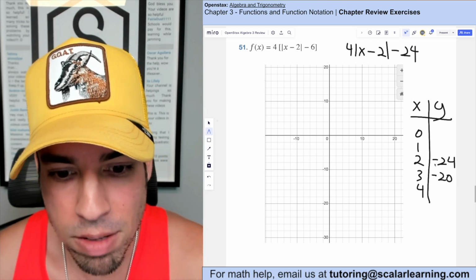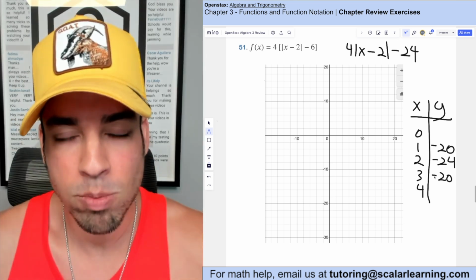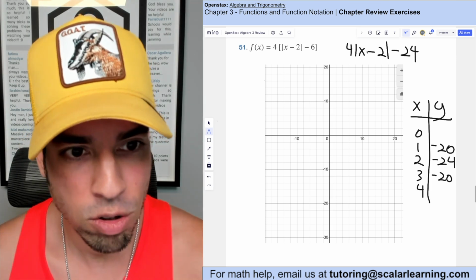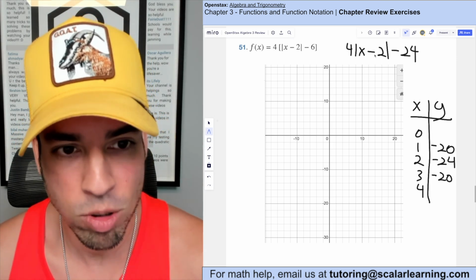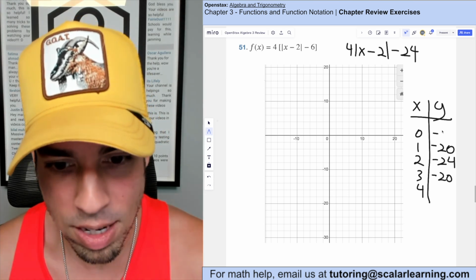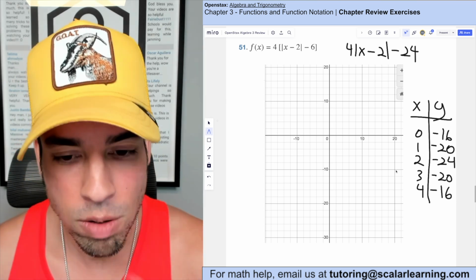And that's going to be the value for 3 and 1 because an absolute value function has that nice property of symmetry, just like a quadratic. Then I'm going to plug in 0. 0 minus 2 is -2. Absolute value of that is +2 times 4 is 8. 8 minus 24 is -16, and we'll get the same value with 4 as well. So now we got some nice points.